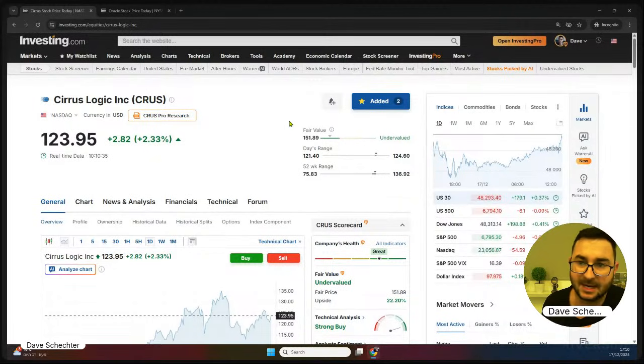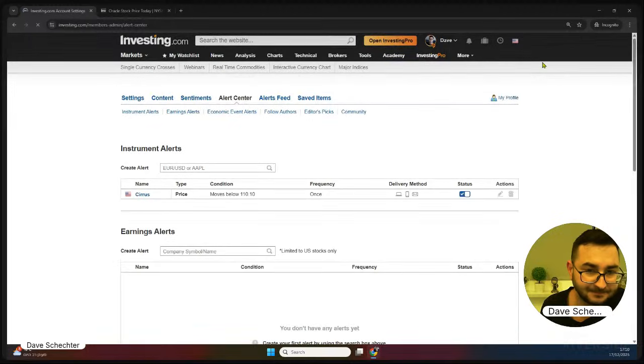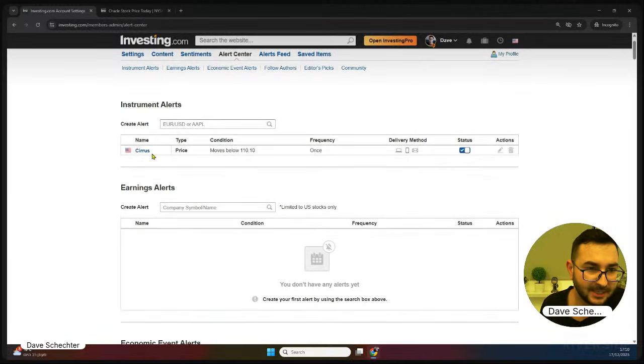And then once I've set my alerts, how can I go ahead and see which alerts I've set or modify them? I do so by hovering over the profile icon and then clicking on Alert Center. And here we can see the price alert that I just set. It moves below 110. It's set to be triggered once. And of course, if I want to just disable it without deleting it, I can do that. And if I want to delete it, I can do that as well.